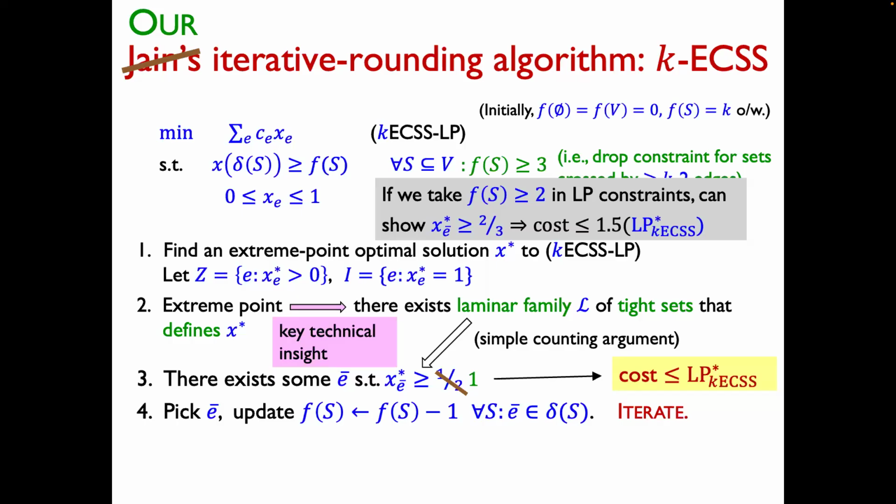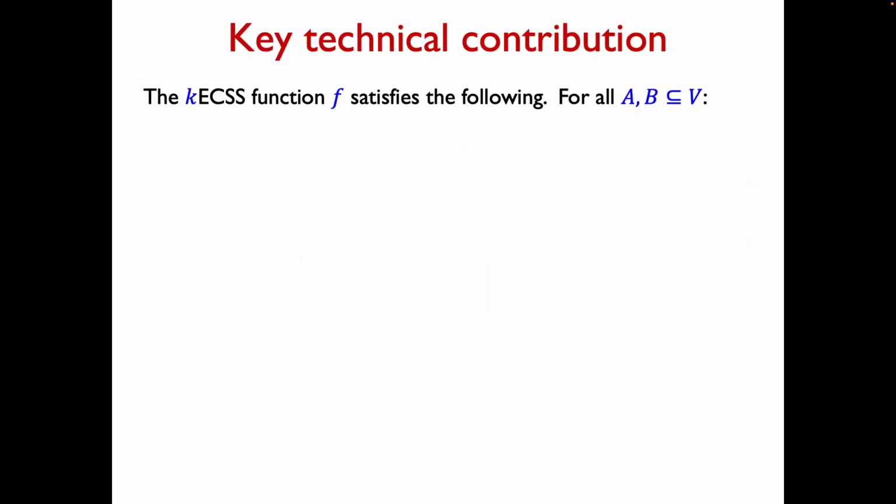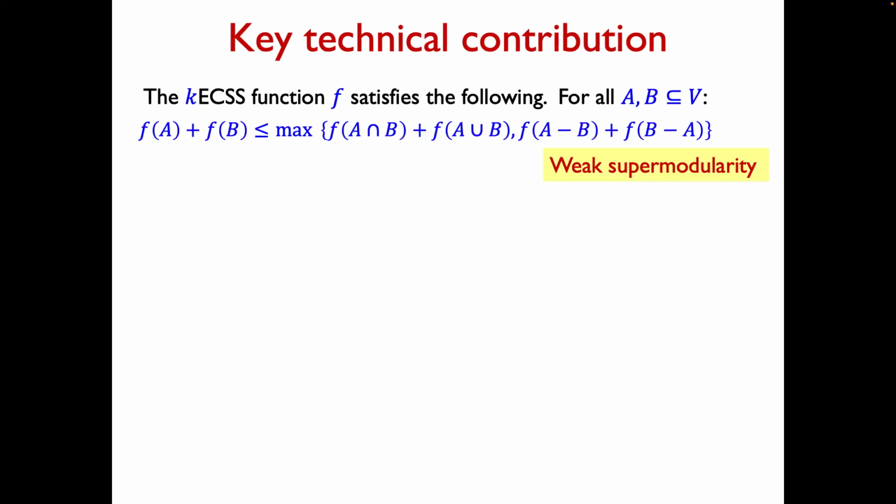Okay, all right. So let me isolate the key technical thing that we need to show here. And for that, I'll need some terminology. The function f that I had in the previous slide, just the initial f right now, where it was k, or 0 for the empty set or the entire node set, satisfies a bunch of properties. One property is that if I look at the f value of two sets A and B, then it's at most this thing on the right-hand side. This property is called weak supermodularity.